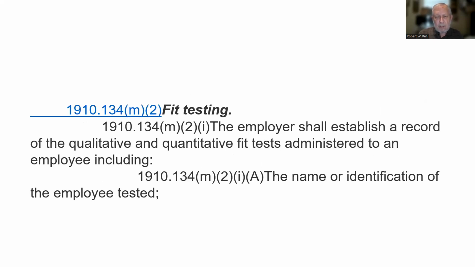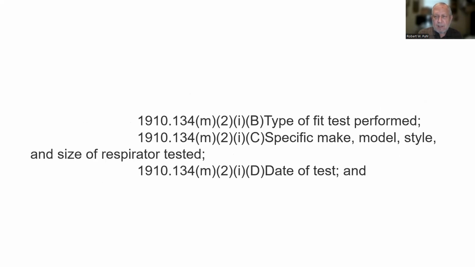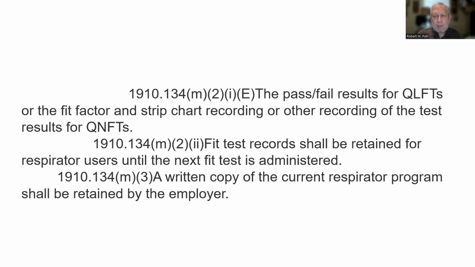Fit testing. The employer shall establish a record of the qualitative and quantitative fit tests administered to an employee, including the name or identification of the employee tested, the type of fit test performed, the specific make, model, style, and size of respirator tested, date of test, and the pass/fail results for QLFTs, or the fit factor and strip chart recording or other recording of the test for QNFTs. Fit test records shall be retained for respirator users until the next fit test is administered. A written copy of the current respirator program shall be retained by the employer.